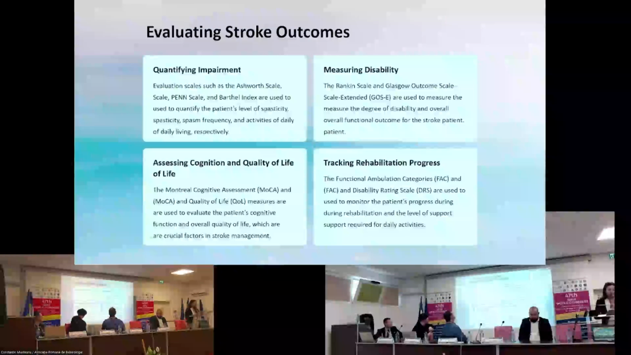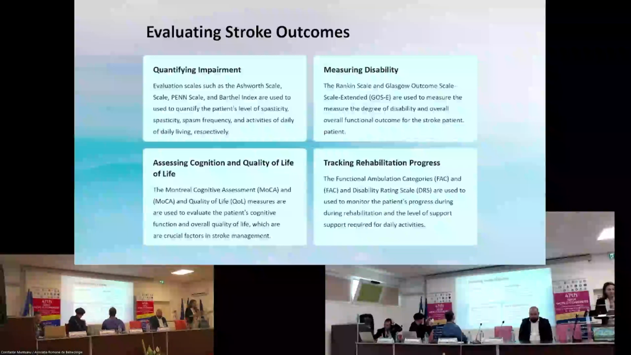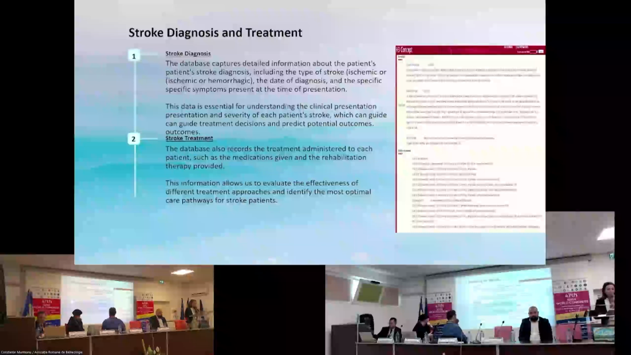Evaluation scales such as the Ashworth scale, Penn scale, Barthel are used to quantify the patient's level of spasticity, spasm frequency, and activities of daily living. The Rankin scale and Glasgow-Outcome scale are used to measure the degree of disability and overall the functional outcome for the patient. The Montreal Cognitive Assessment and quality of life measures are used to evaluate the patient's cognitive functions and overall quality of life, which are crucial factors in stroke management. Also the functional ambulation categories and the disability rating scale are used to monitor the patient's progress during rehabilitation and the level of support required for activities.